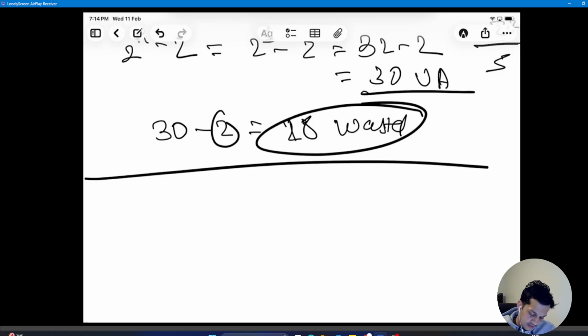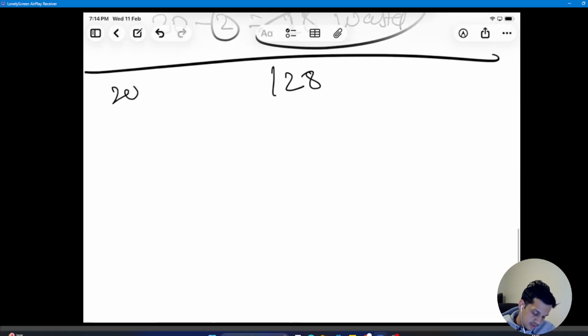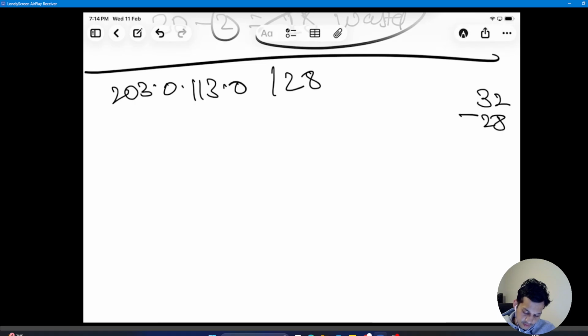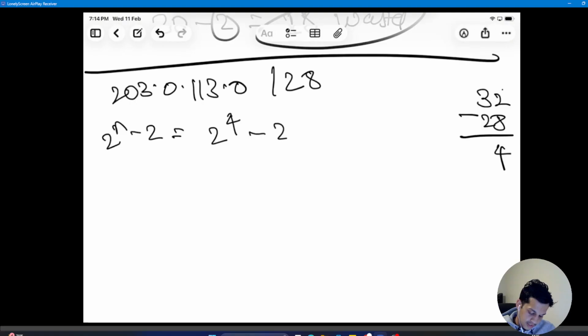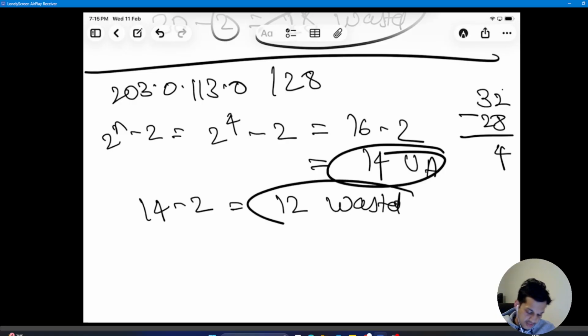So let's see a /28 network, 203.0.113.0. In this network, how many n bits will there be? Still 4. So 2 raised to n minus 2, that is 2 raised to 4 minus 2, that is 16 minus 2, so 14 usable addresses. We just have a requirement of 2, so 12 addresses are being wasted.